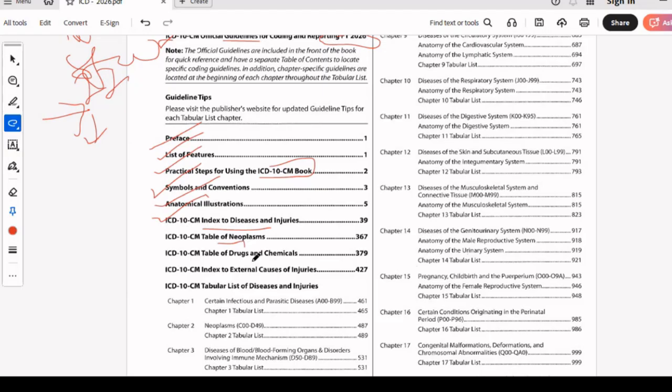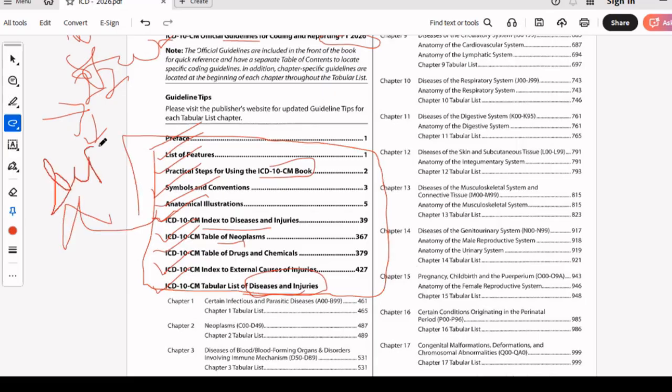Neoplasms are nothing but cancers. So for cancers we have a separate section available, for diseases we have a separate section, and for drug-related codes we have a separate section. The next one is external causes, which also has a separate section. And the final one is diseases and injuries. So for every diagnosis we have a particular section available in the ICD-10-CM manual.